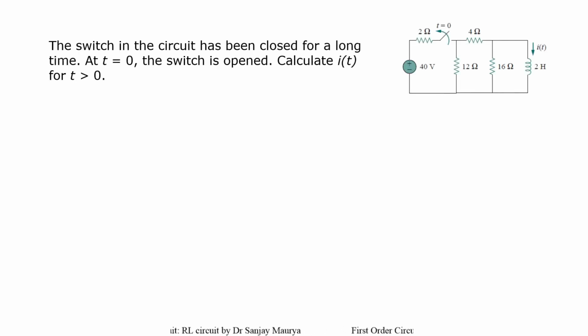Now let's pick up some problem. In this circuit, the switch is opened at t equal to 0, and we need to find the value of i(t) after opening the switch. So we will begin with the initial condition.